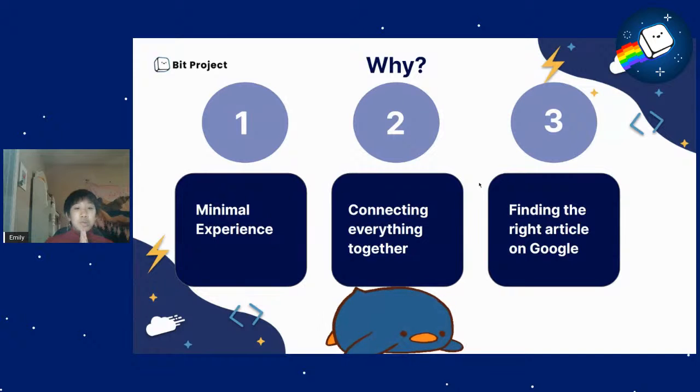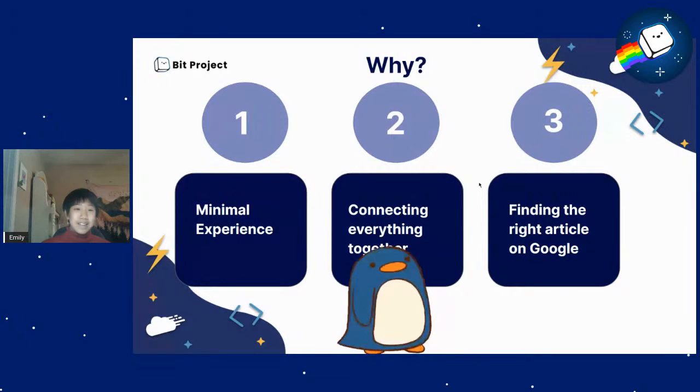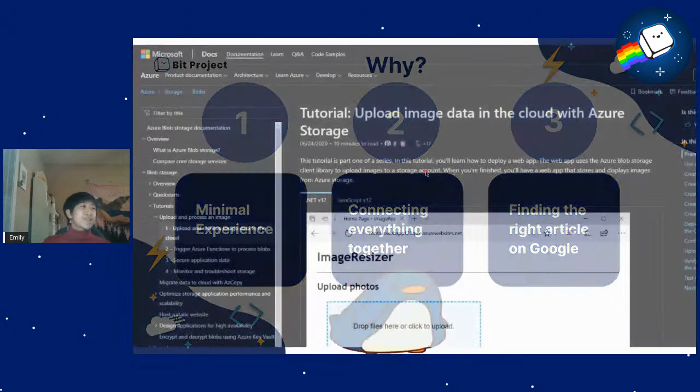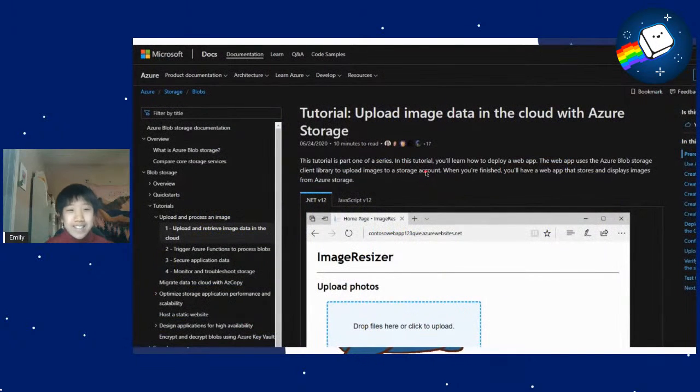Two, connecting everything together, like I talked about before. I really didn't know how to get the blob from the blob storage all the way to the function and back again, so that was a big roadblock. And third, finding the right article on Google. I don't want to admit how much time I spent on this Microsoft Azure documentation page. It's more time than I'd like to admit.